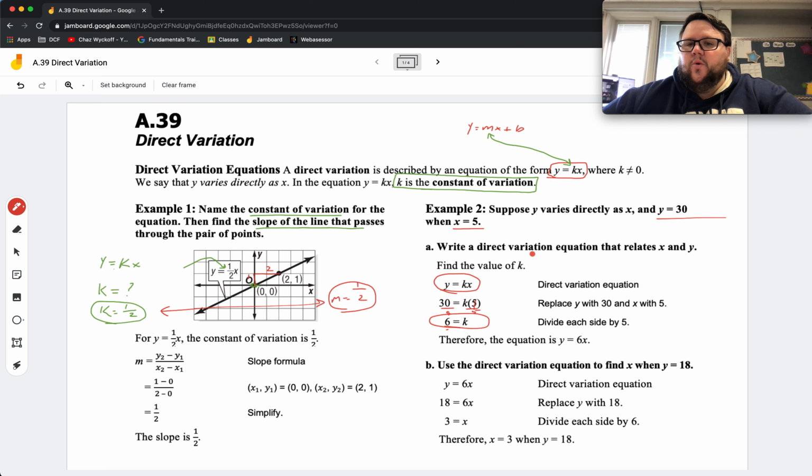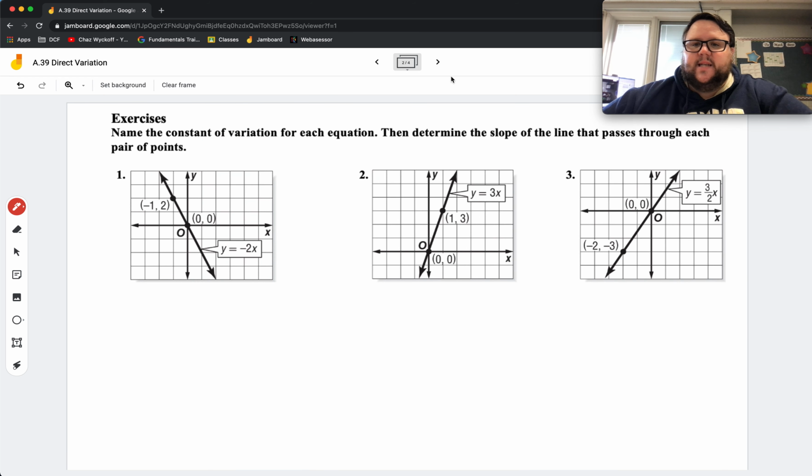Now write the direct variation equation that relates x and y. Well, y equals kx, and we know what k is. K is 6, so y equals 6x. Then use the direct variation equation to find x when y equals 18. We know our equation, y equals 6x, and we need to find x when y equals 18. So we plug in what we know: 18 equals 6x. Divide both sides by 6. X equals 3 when y equals 18. So that's what we're doing today.